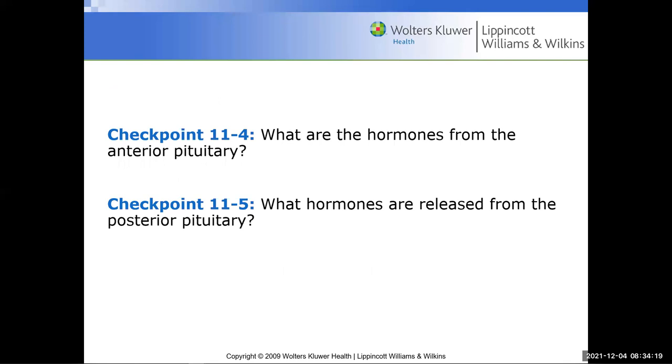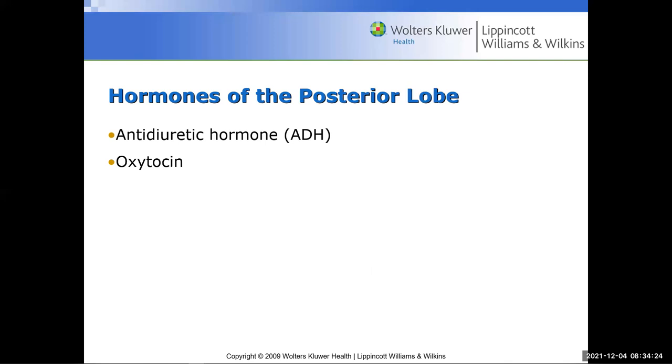What are the hormones from the anterior? Let me hear you. Tag PG, and the posterior will be AO, right? The antidiuretic hormone and oxytocin. Both of them have to do with fluids, so think about it that way. Urine control is under ADH, and of course, oxytocin: we're talking about uterine contractions, but also drawdown of milk at the level of the breast.